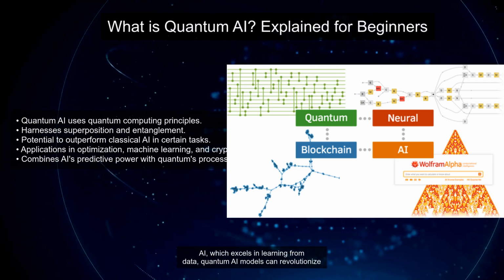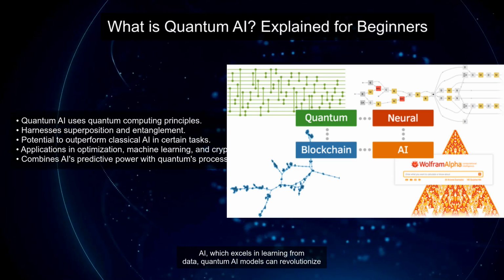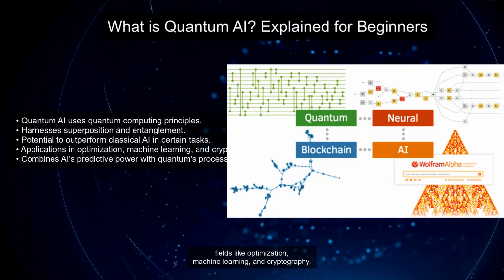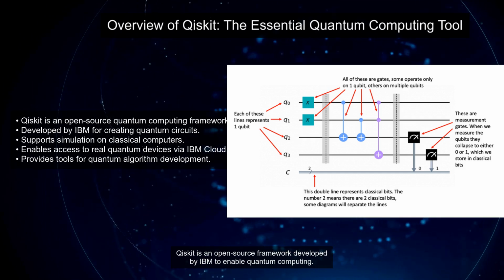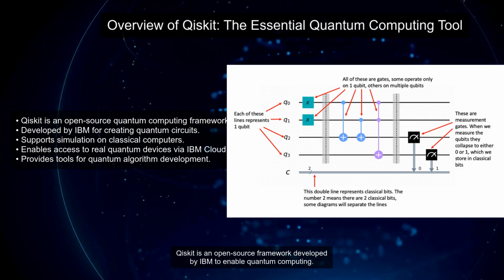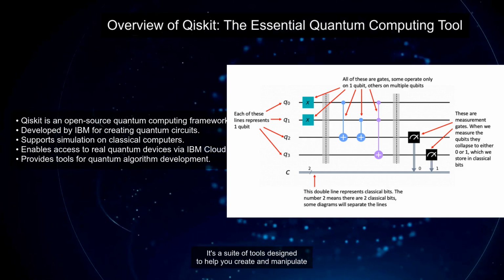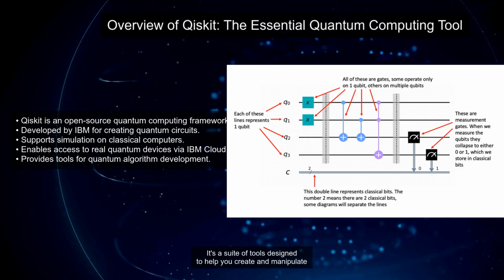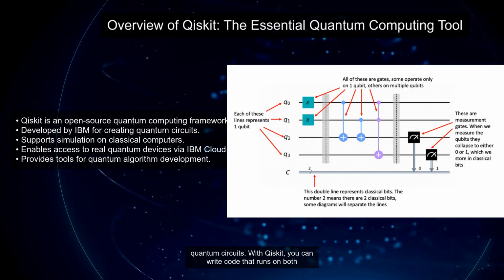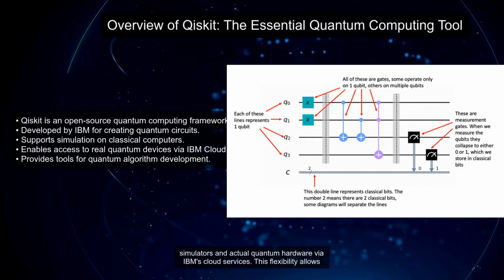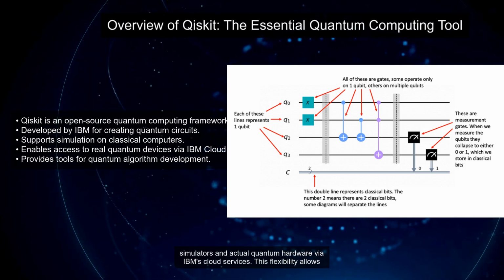By integrating AI, which excels in learning from data, quantum AI models can revolutionize fields like optimization, machine learning, and cryptography. Qiskit is an open-source framework developed by IBM to enable quantum computing. It's a suite of tools designed to help you create and manipulate quantum circuits. With Qiskit, you can write code that runs on both simulators and actual quantum hardware via IBM's cloud services.